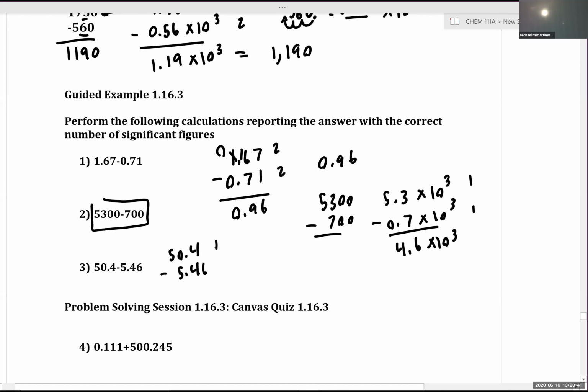Wonderful. So 50.4 minus 5.46. 50.4 has, sorry, one decimal place. 5.46 has two. So upon subtraction, that in turn gives us 44.96. Looking at 44.96, we need to round it to one decimal place. So we look to the right and we round up, and that in turn gives us 45.0.